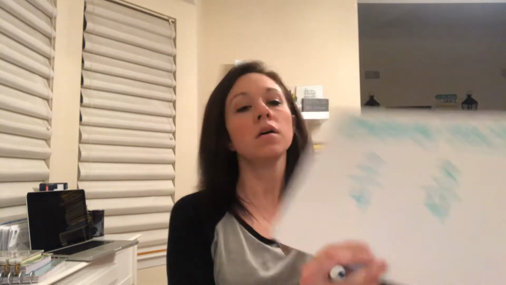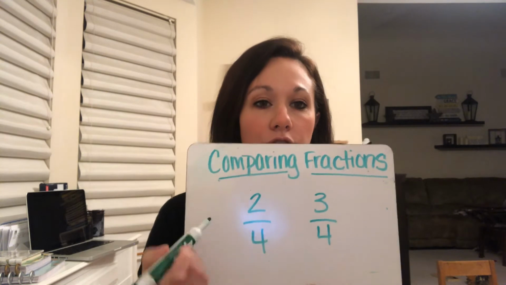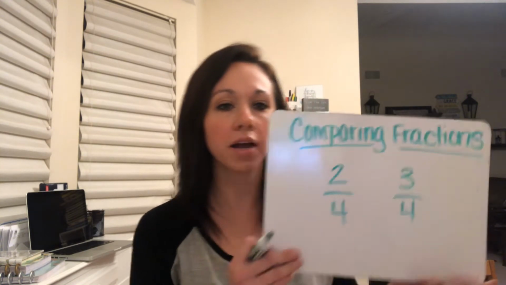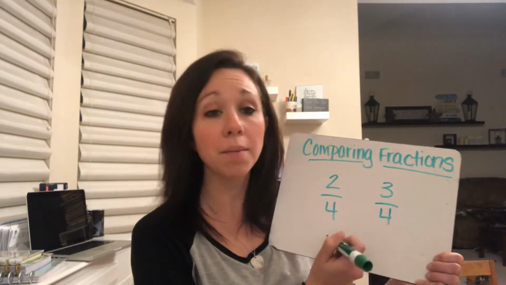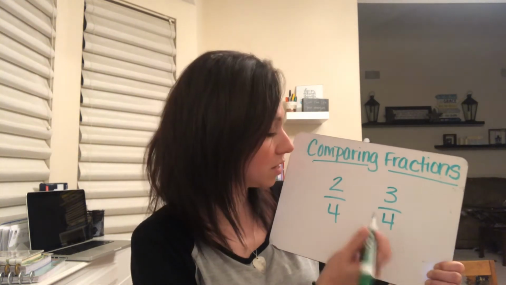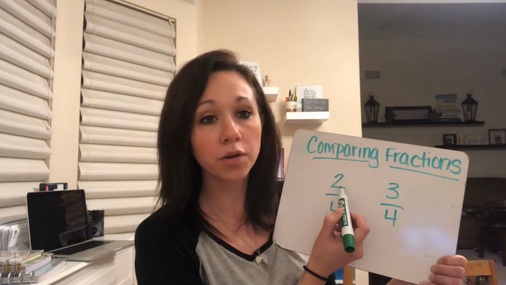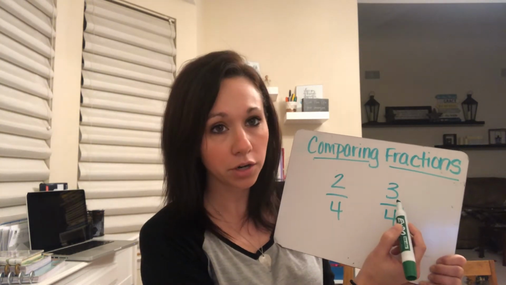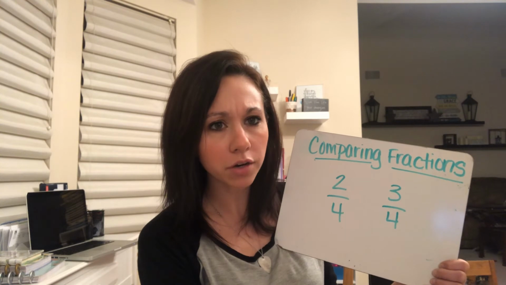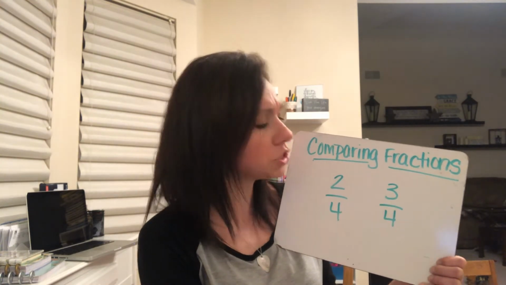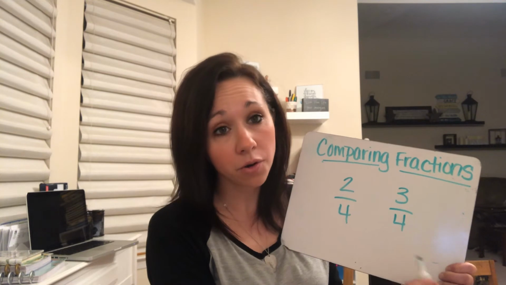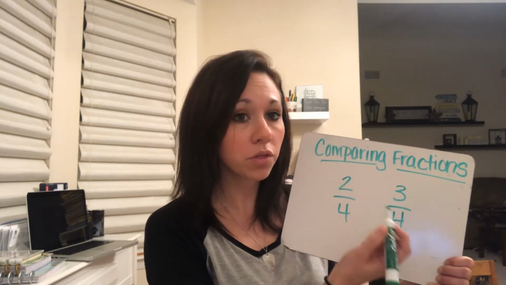All right, let's look at another example. If I have these fractions, if I have 2/4 and 3/4, okay? I notice that my denominators, my bottom numbers, are exactly the same. And I have 2 in my numerator and 3 in my numerator. So I want to think, which is larger? Which numerator is larger? Which numerator is the alligator going to want to eat? The 2 or the 3?